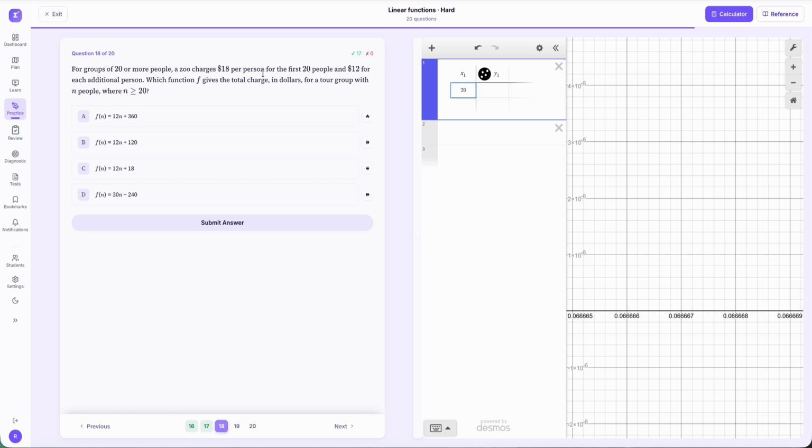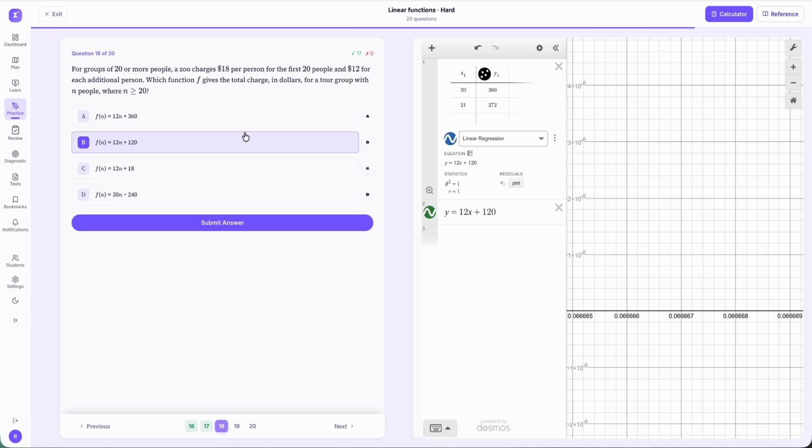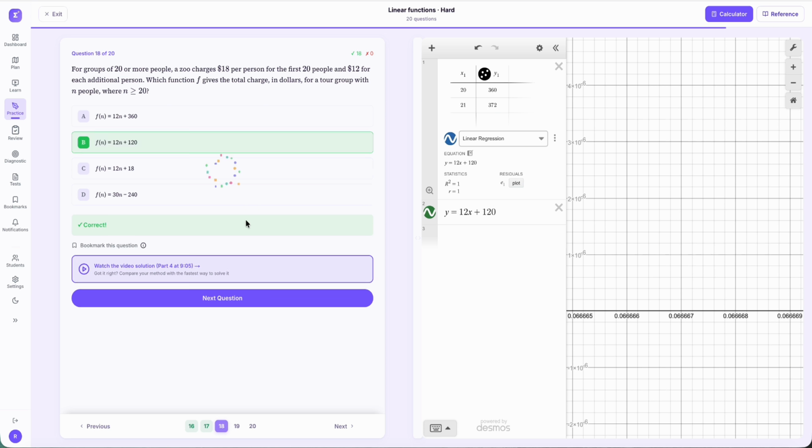It says $18 per person for the first 20 people. You do that, that's mental math even, it's 360. And what about my second point? Well, then it says it's $12 for each additional person. So that simply means if I had one more person, if I had 21 people, it'd be $12 more. It would be 372. Hit my regression button. Here's my equation. Then I know it's B and I don't fall for the trap, right?